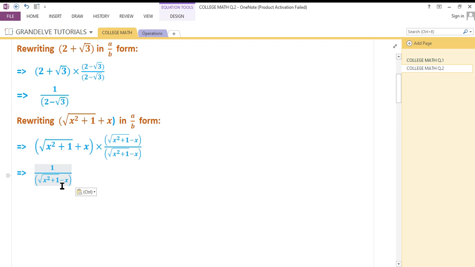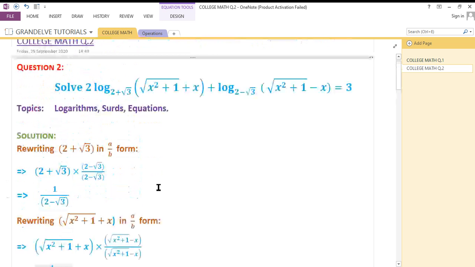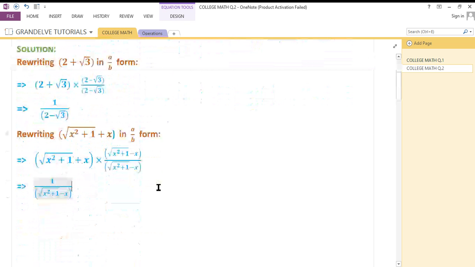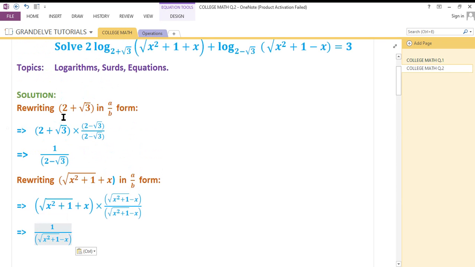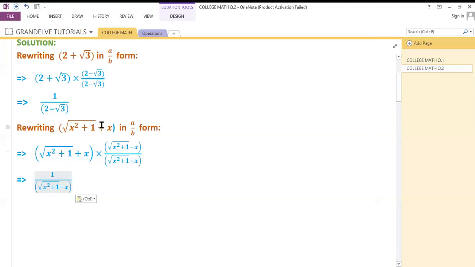The plus that we had as the operator for the first expression appears to be minus, just like it appeared to be minus in this case, though they are now in the denominator form. Now we have this and that. We have rewritten the first base in the form a over b. We have rewritten the second log expression in the form a over b. What's the way forward? What do we do?